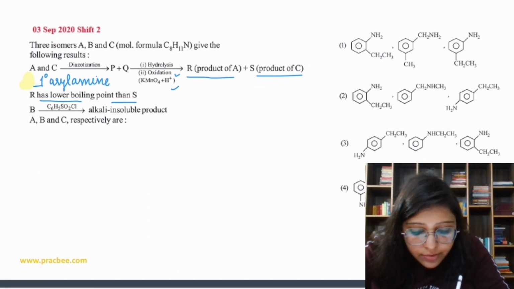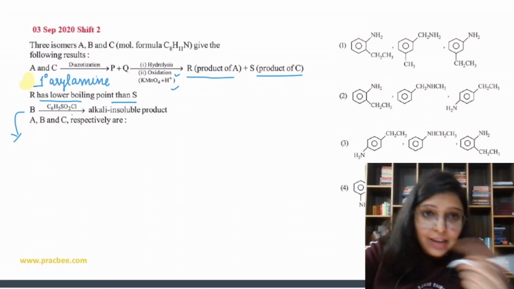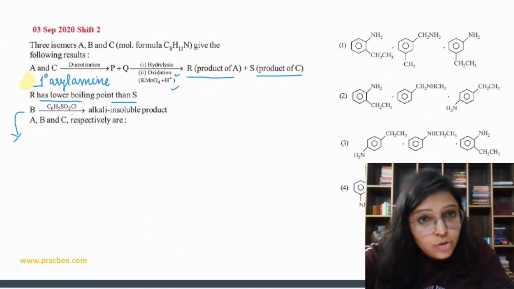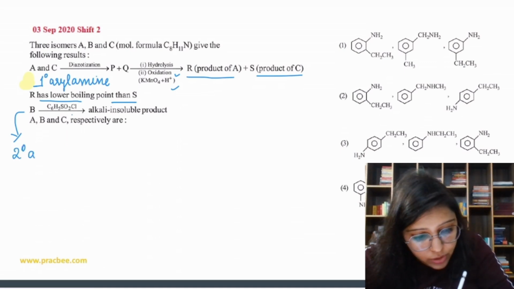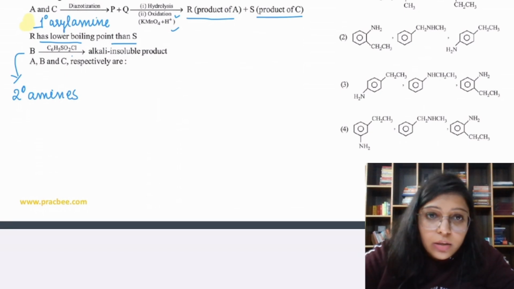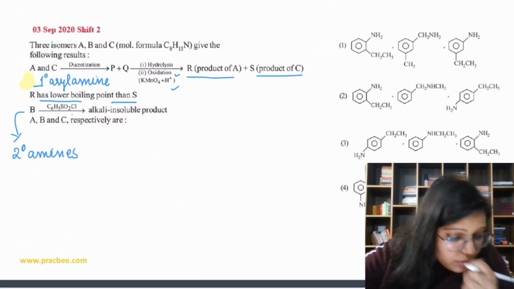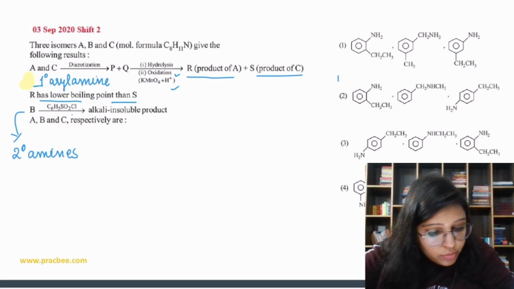B with C6H5SO2Cl gives an alkali insoluble product. So it means B can react with the Hinsberg reagent, but it gives an insoluble product with NaOH. So this must be a 2 degree amine. So in order to identify B, we have option number 2 and 4, right? So let's check option number 2.